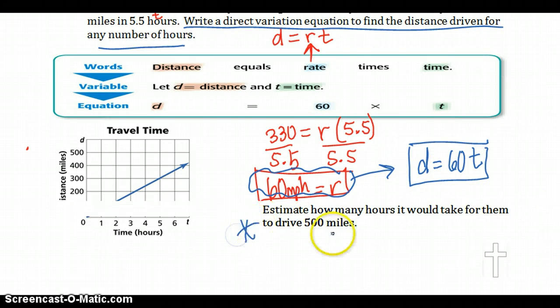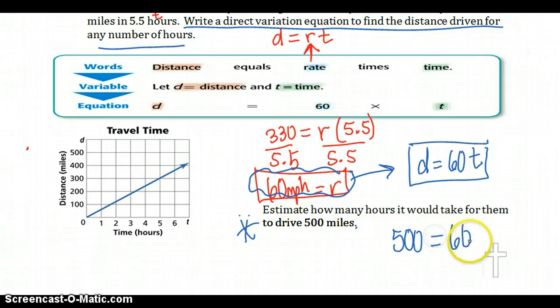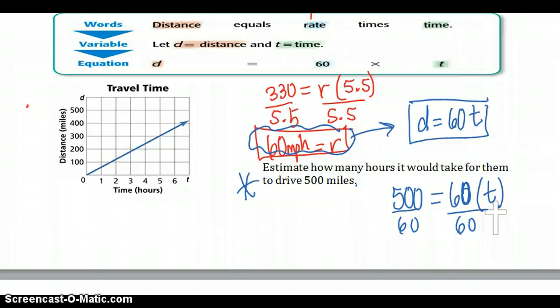Now, estimate how many hours it would take for them to drive 500 miles. So if they're driving a distance of 500 at a rate of 60, at a what? A rate, a change. The constant variation is 60. How long will that take? When you divide both sides by 60, it is going to take 8 1/3 hours, because 6 does not go into 50 evenly. And that would be your final answer to the question.